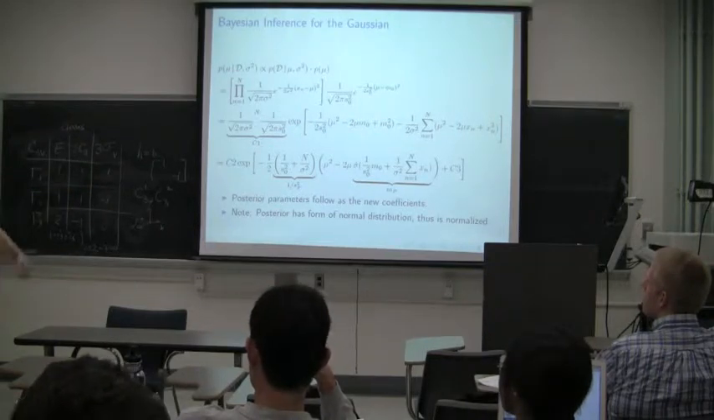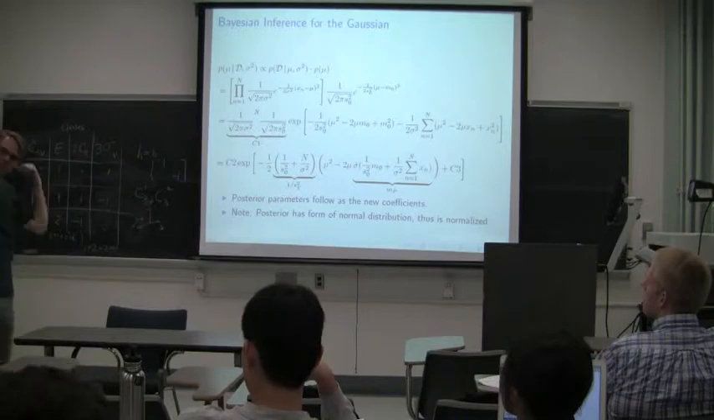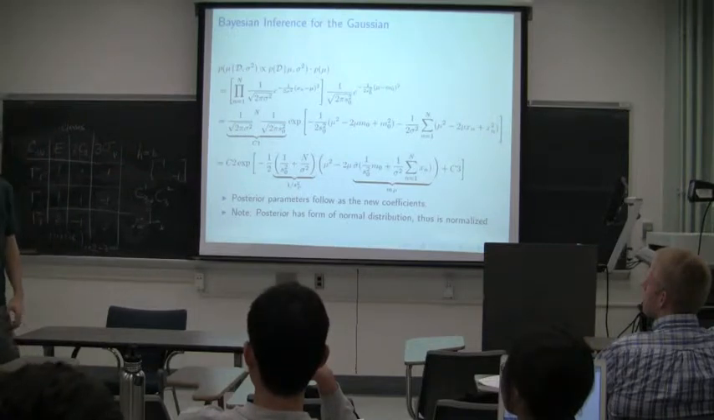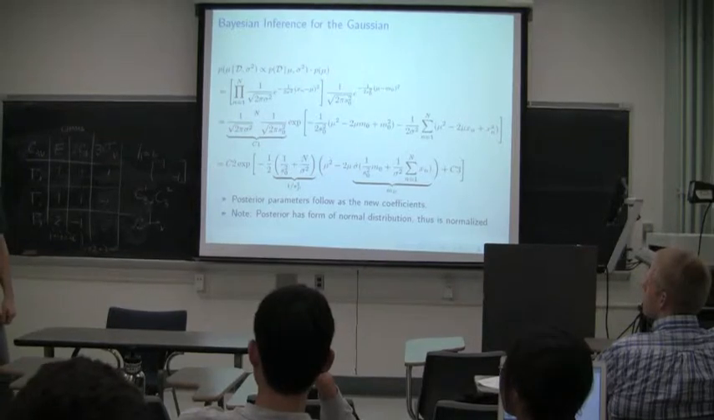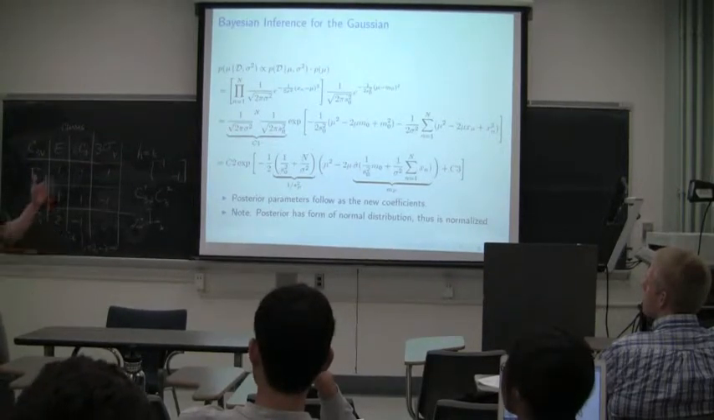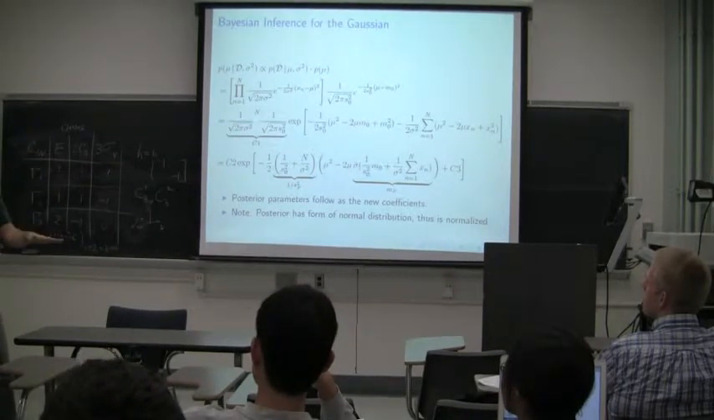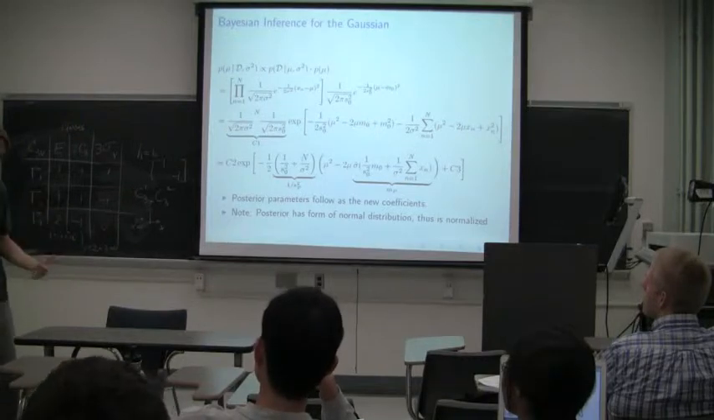So basically, intractable means it's difficult to calculate all the constants. You cannot just write it down. That's what I mean with intractable. Intractable does not mean you cannot do it. It just means you cannot write it down.